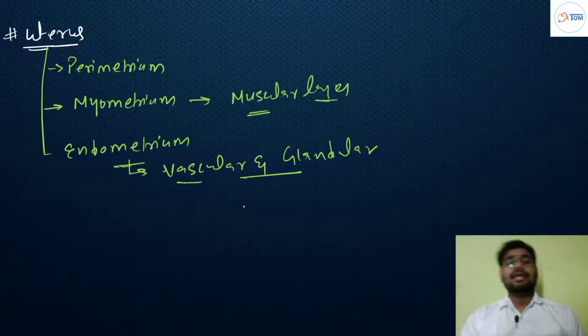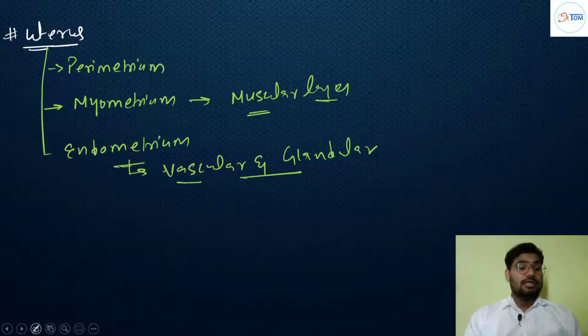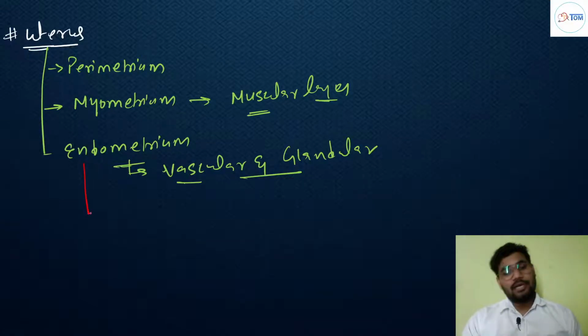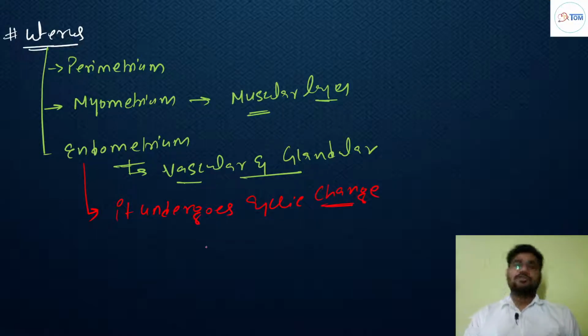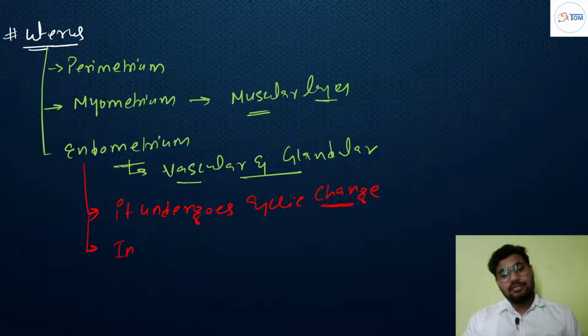And this is important: it is the endometrium which undergoes cyclic change. It is this endometrium that undergoes cyclic changes every month, and we'll talk about the roles of the hormones in menstruation. So keep this in mind, and implantation also occurs in the endometrium. It is the layer in which implantation occurs.